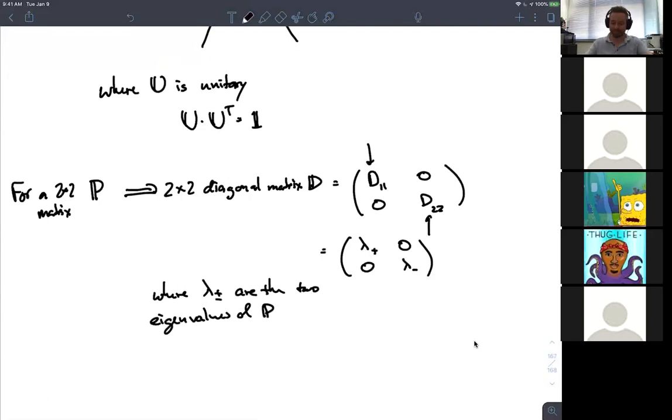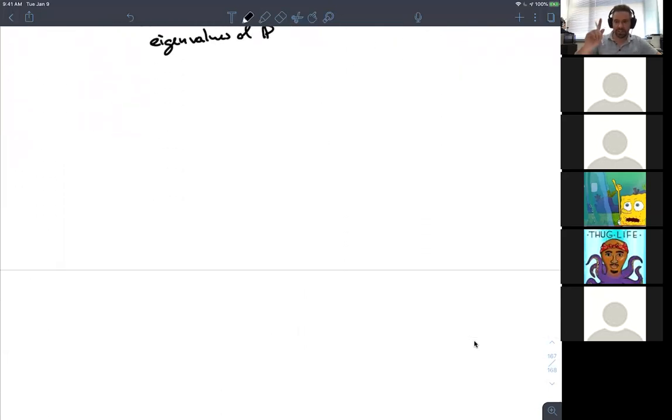All right. So I have a real symmetric matrix P. I can always find a way to diagonalize that matrix using some unitary matrix U. And when I do that, the diagonal matrix that I get out the other side has the eigenvalues of P as its diagonal elements. So that's one cool property of matrices.